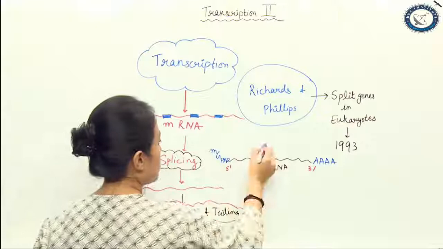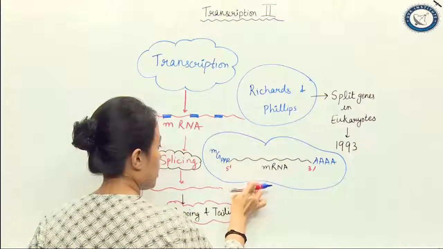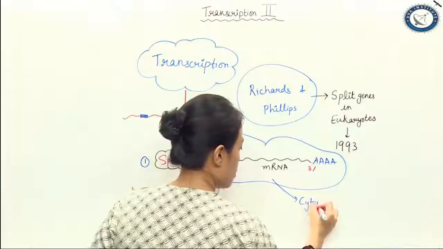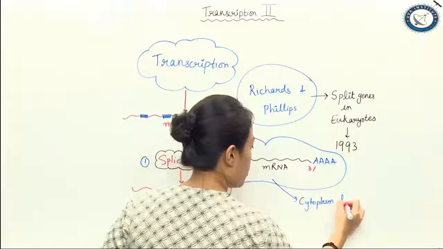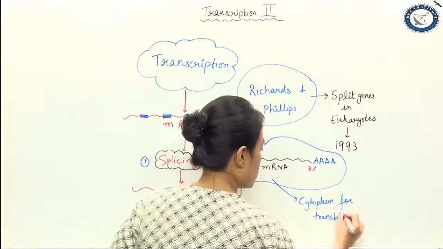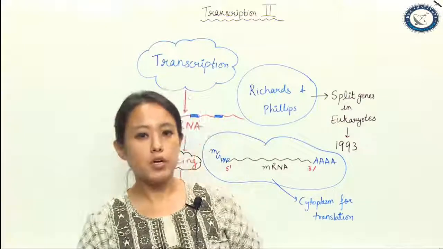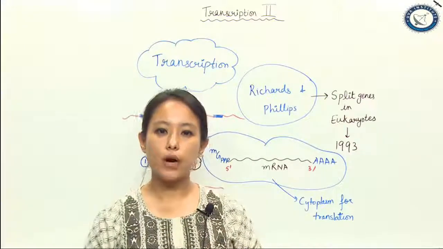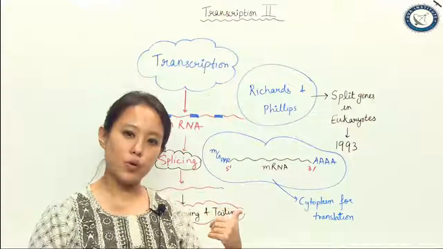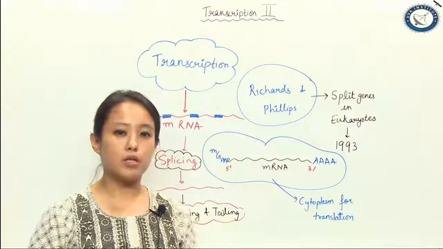Now this completely processed mRNA is ready to go to the cytoplasm for translation. So this ends the topic of transcription. In the first, we did the requirements in order to carry out the transcription process, and in the second transcription slide, we did how the processing of mRNA is done after getting mRNA.